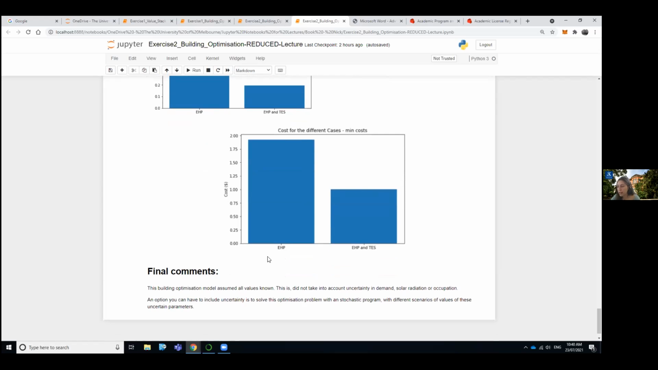Just a final comment is that in this building optimization, we're assuming all the values known. This means we're not taking into account uncertainty in, for example, demand, solar radiation, or occupation. In reality, you should include uncertainty, and you can do so by solving this problem with a stochastic program with different values of these uncertain parameters, and see how the operation of the heat pump is affected. And that's the presentation of these notebooks. The first two notebooks will be shared in Canvas along with the data, the CSV data. And I will give it now to Pierluigi.